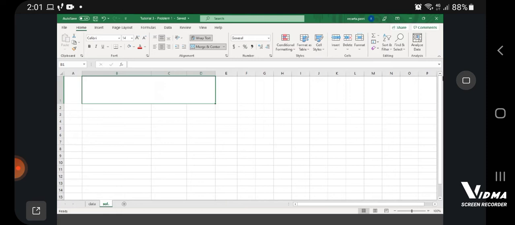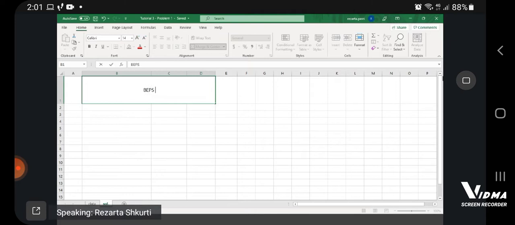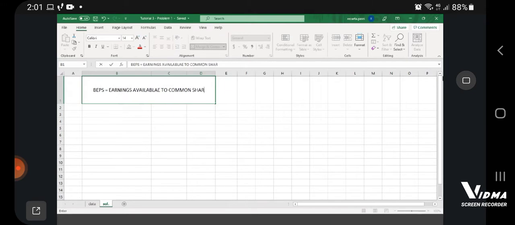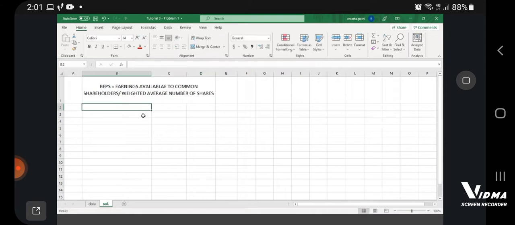Okay, first of all, let's remember together the formula to calculate basic earnings per share. Basically what we do here is divide earnings available to common shareholders by the weighted average number of shares. I will use a simplified mini table over here to show the calculations that are needed for the basic earnings per share.